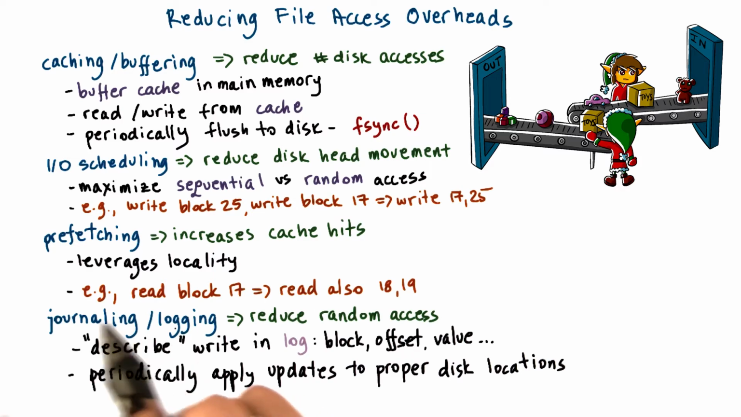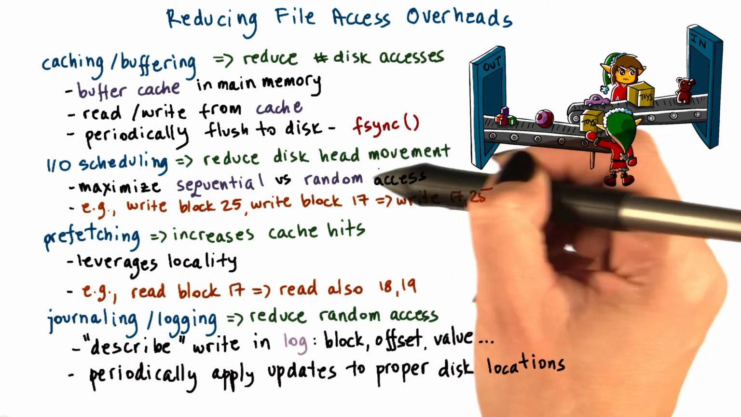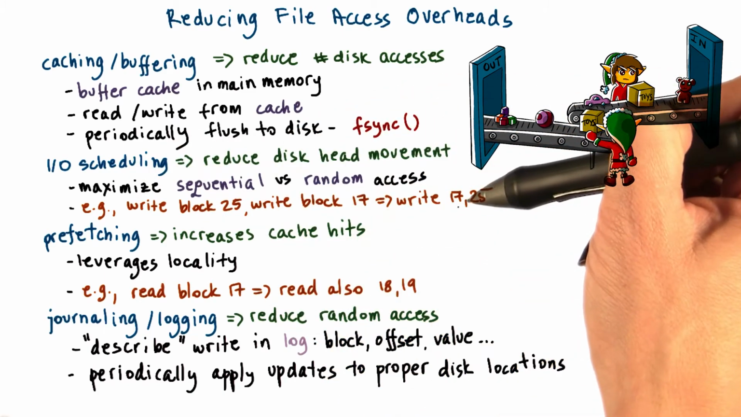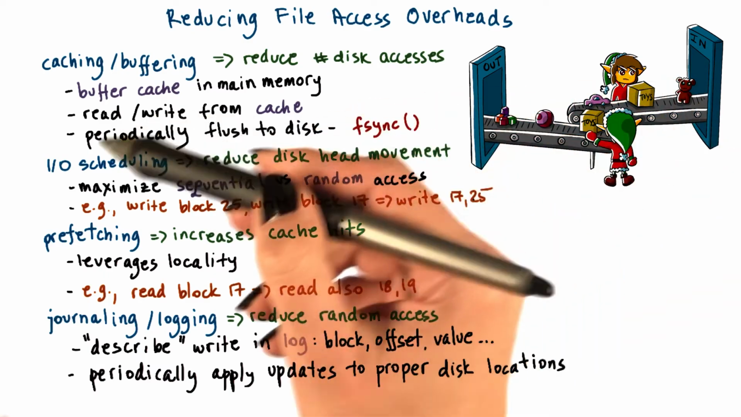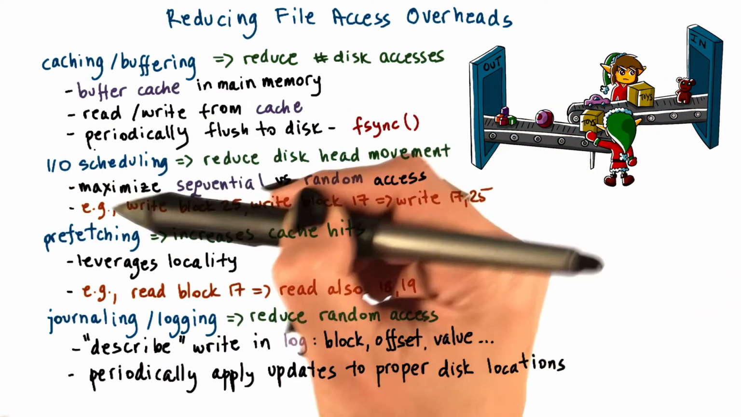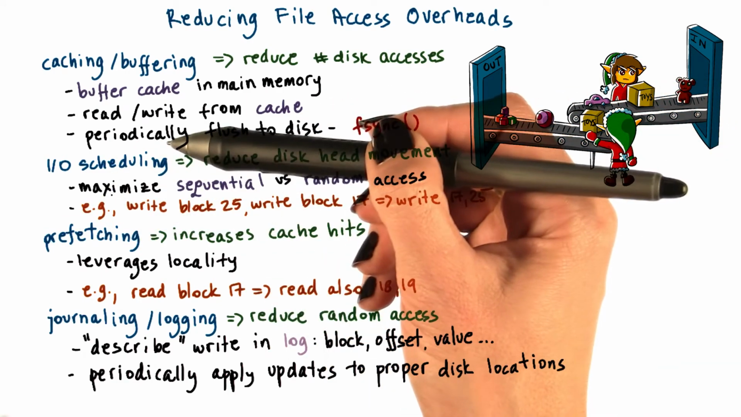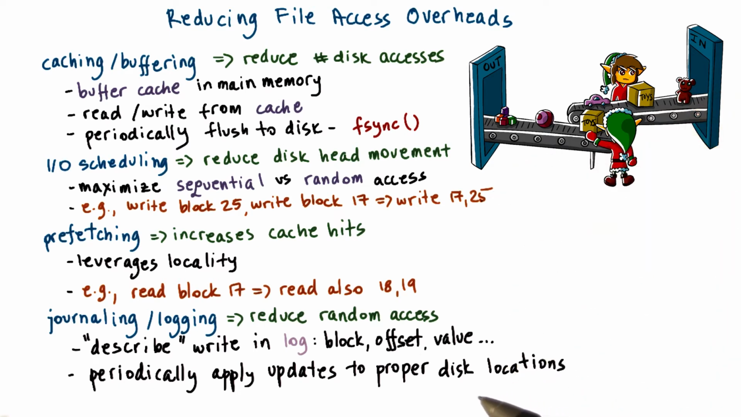Finally, another useful technique is journaling. I/O scheduling reduces the random access, but it still keeps the data in memory. So these blocks 17 and 25 are still in memory waiting for the I/O scheduler to interleave them in the right way. That means that if something happens and the system crashes, these data blocks will be lost. So we want to make sure that the data ends up on disk, but we still want to make sure that we reduce the level of random access that's required.